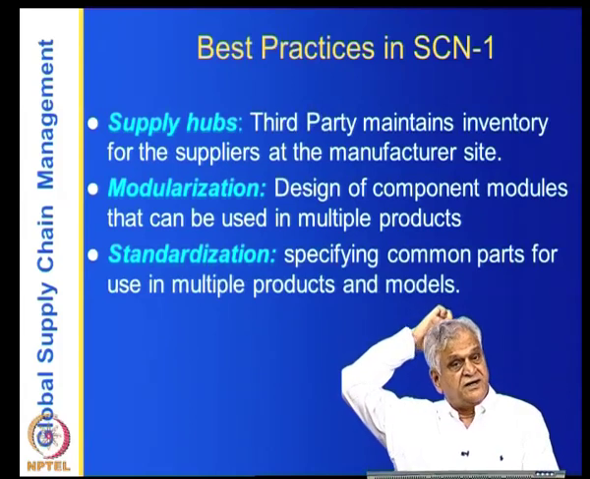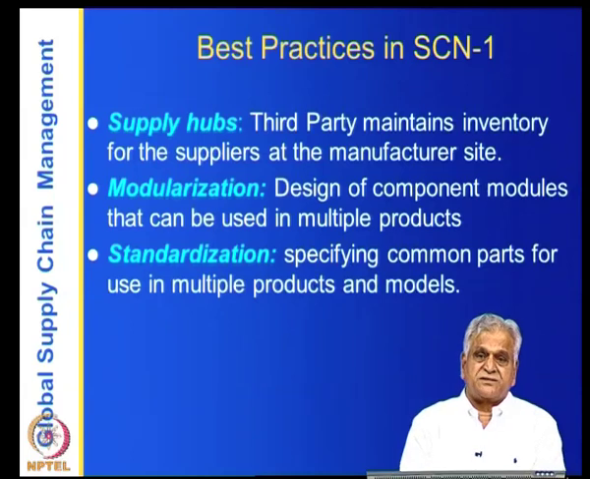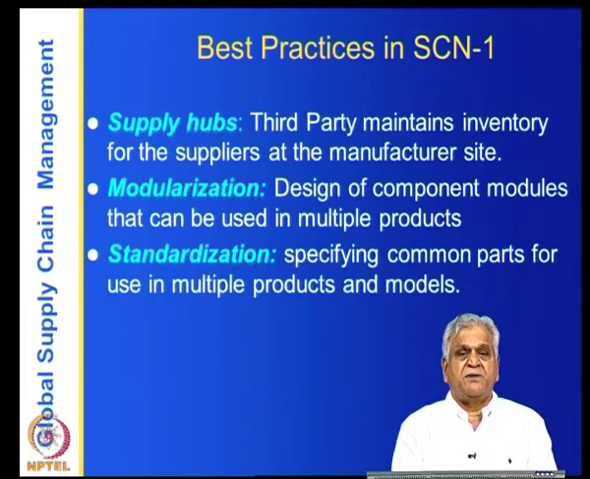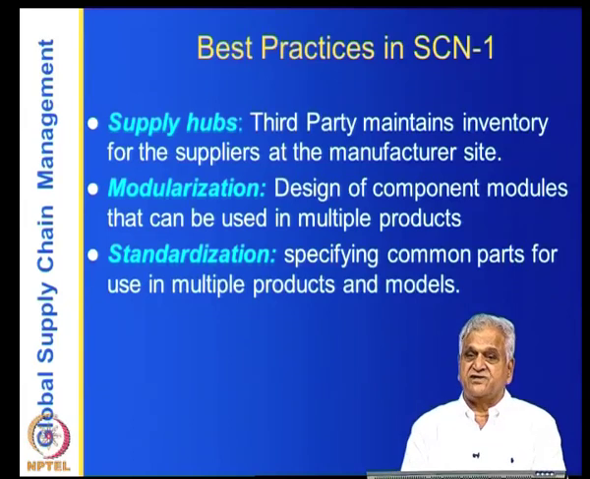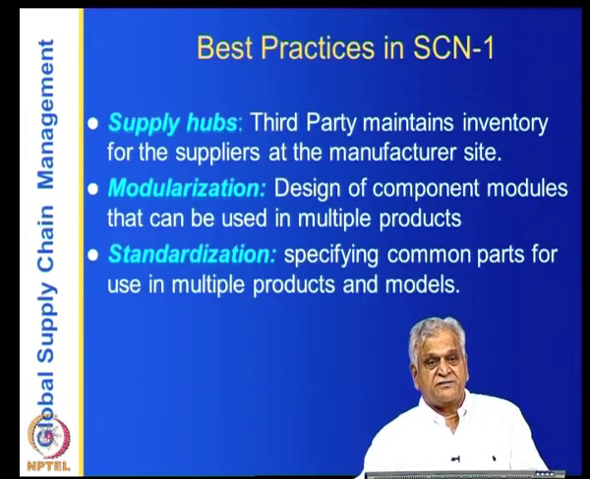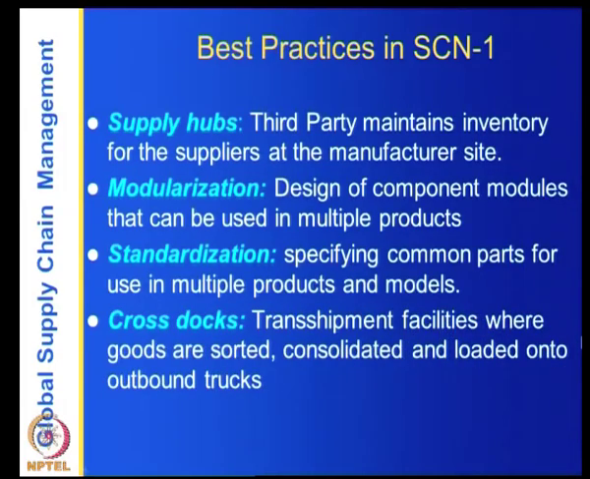The third one is what we call standardization. So, there are some parts, and these parts are standardized so that they can be used in multiple products and multiple models. So, standardization of processes and standardization of products is an important aspect when you are dealing with global supply chains. And finally, there is what is called cross docking.